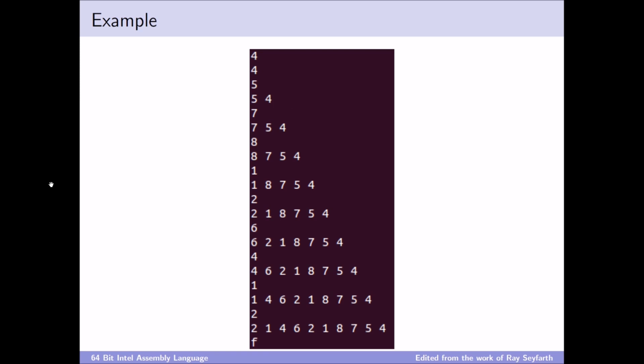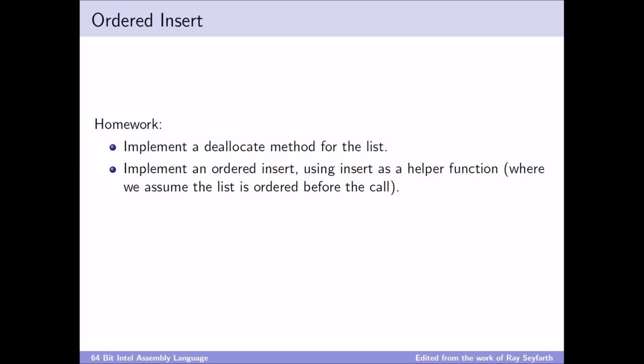Now that we have a good understanding of how to implement linked lists in assembler, I want to give you a little bit of homework. Specifically, I would like you to try and think of how you could implement a deallocate method for list. So say, for example, the method would take in one parameter, which would be a pointer to the first element of the list, and then it will incrementally go through the whole list and deallocate every single item.